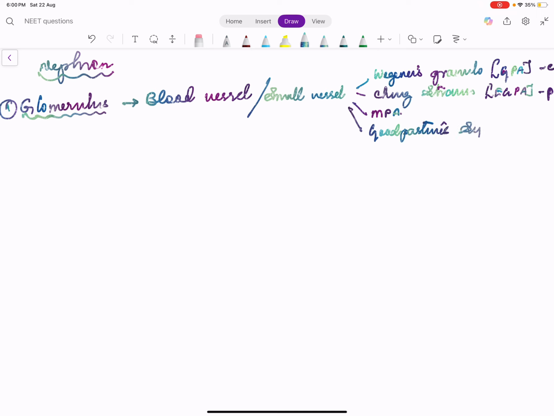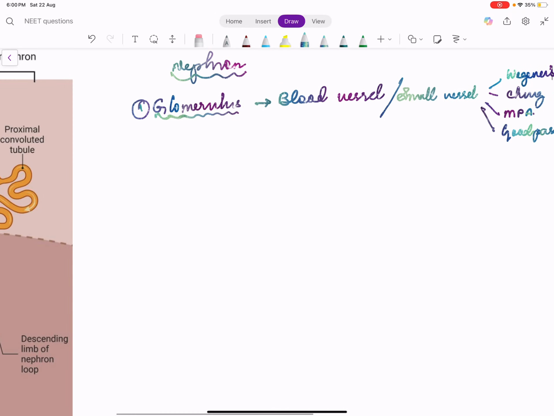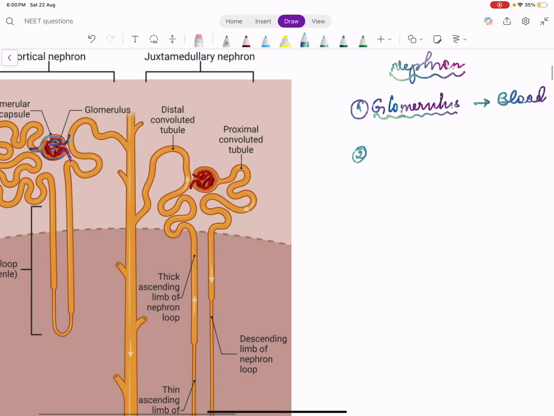So all these are nothing but autoimmune diseases, vasculitis. These are autoimmune diseases affecting the blood vessels. So glomerulus is the target or end organ for many vasculitis. That we must remember. So whenever there is a disease in the glomerulus, we should always evaluate for autoimmune diseases.